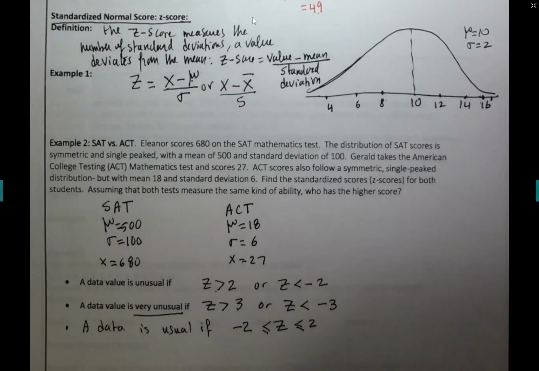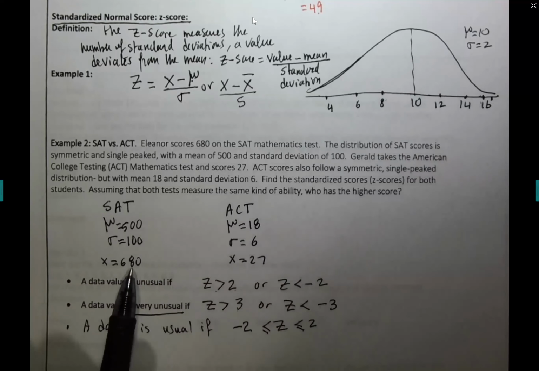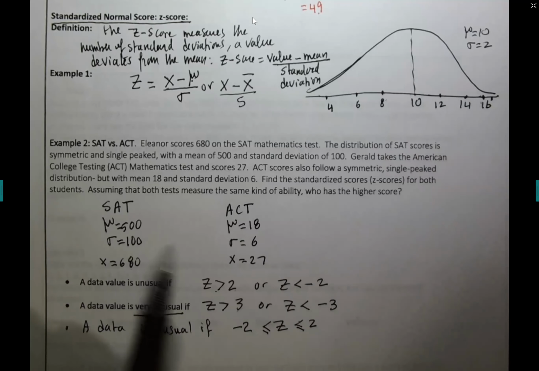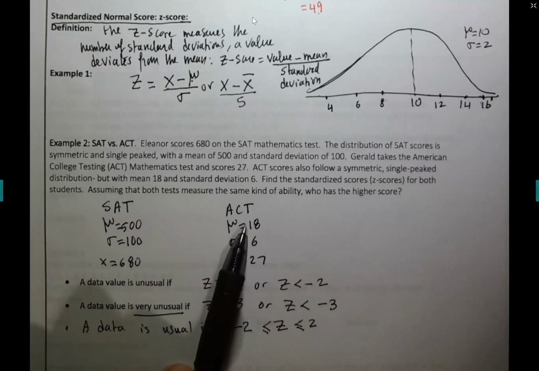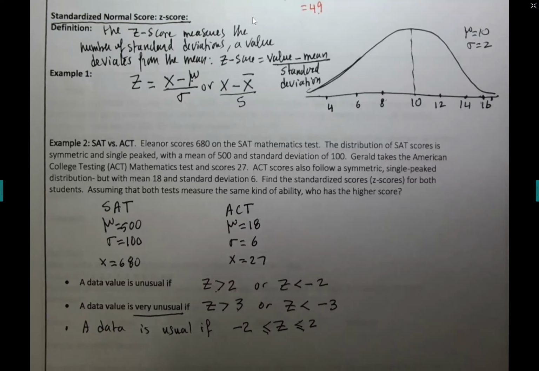The question is, which one did better on the test? Was it Eleanor or Gerald, relative to the other students? You can't just tell me that it was Eleanor because she had a higher score. The criteria is different. The scores of the SAT are in the hundreds, but the scores of the ACT are in the tens. So how can you tell which one did better? Do you have any idea before we start working out the solution? What do you think we should do?